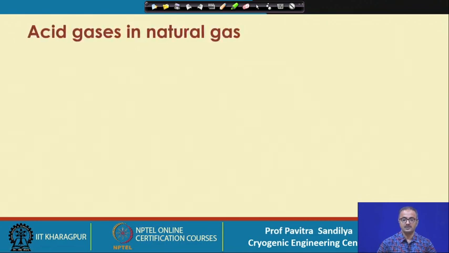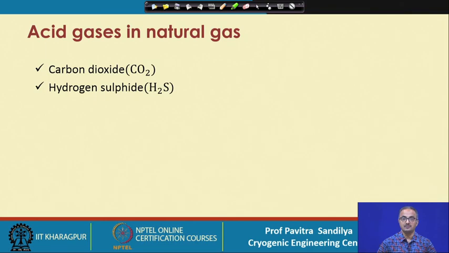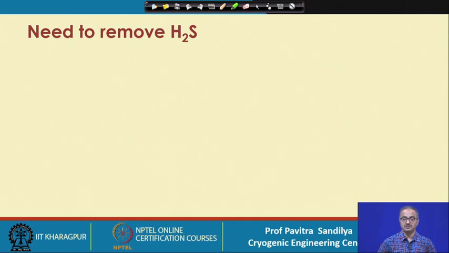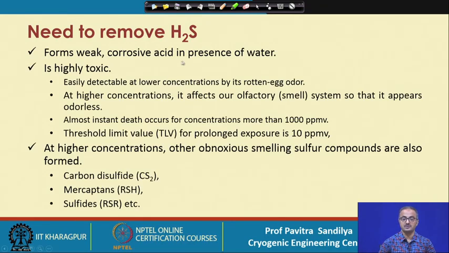So, first let us see what the acid gases in natural gas are. They are carbon dioxide and hydrogen sulfide. Now, why do we need to remove hydrogen sulfide? Because it forms weak corrosive acid in presence of water. It is very toxic, and though it can be detected easily at low concentrations because it gives a rotten smell, at high concentration it numbs our olfactory system. Olfactory means our smelling system is affected, so that we cannot smell it at high concentration, and when we cannot smell it but it is going inside our system, it can prove lethal to us.